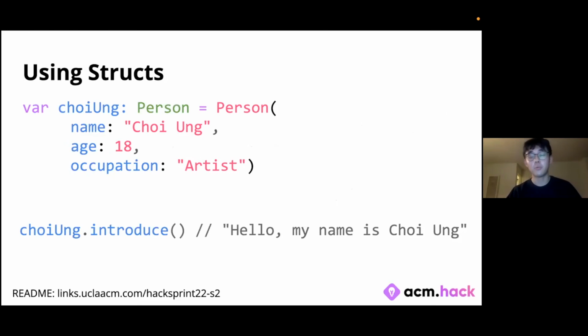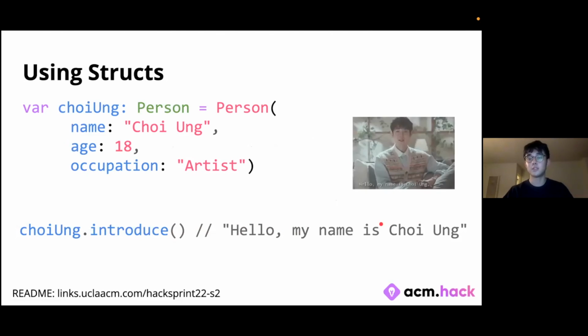But yeah, the way you would use this method is again using the dot operator, almost as if we're calling a function. So for example, if we did choyoung.introduce with the parentheses, it would print, hello, my name is Choyoung. And this is a GIF of him actually doing it.